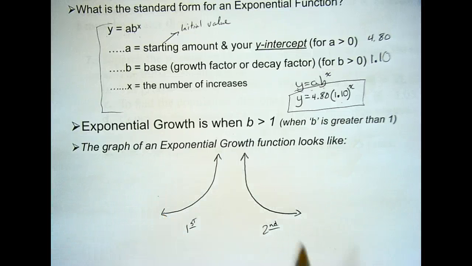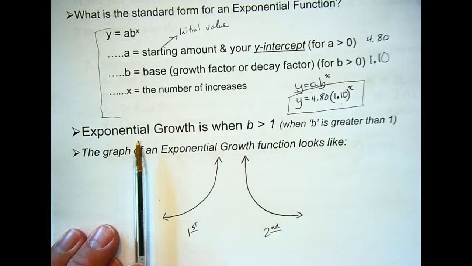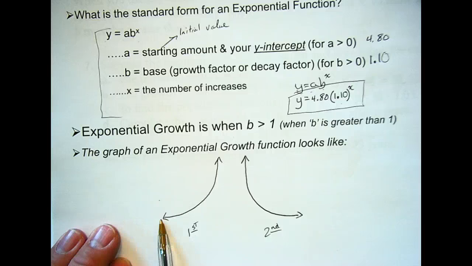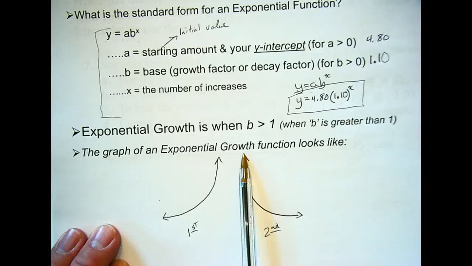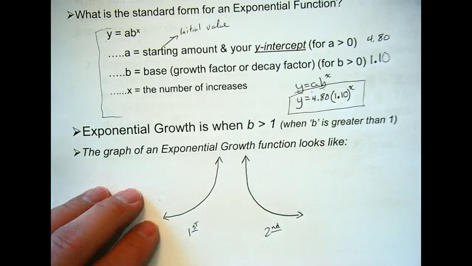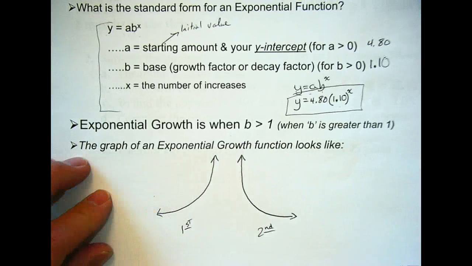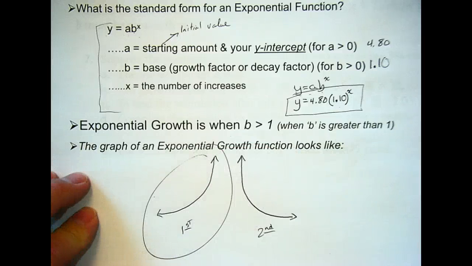We read graphs from left to right. So here, it's starting here, and it's going up. Here, if you're reading from left to right, it's actually going down, like a slide. This one's like a jump. So exponential growth looks like that one.